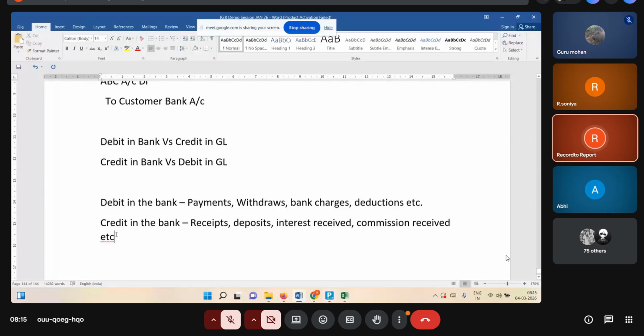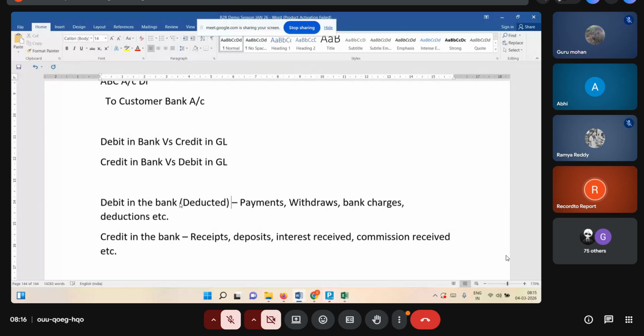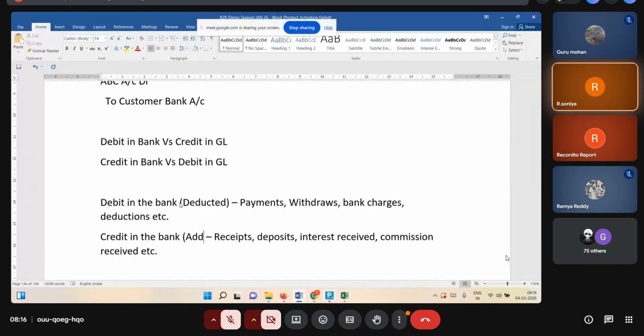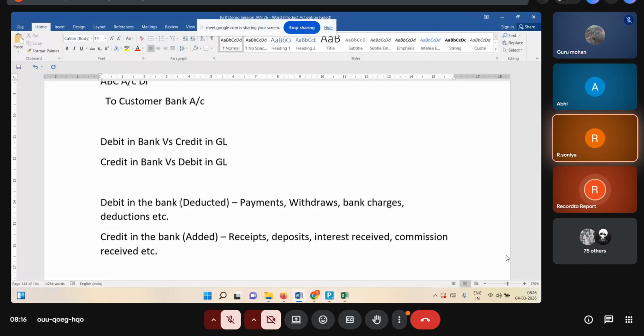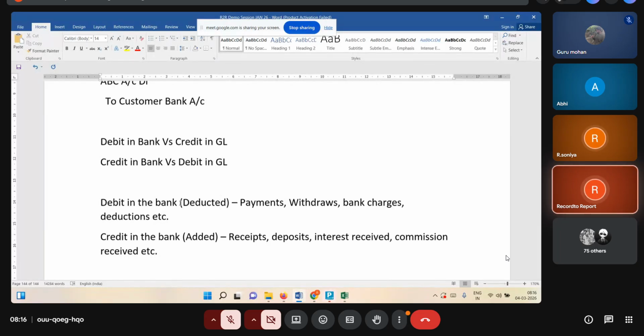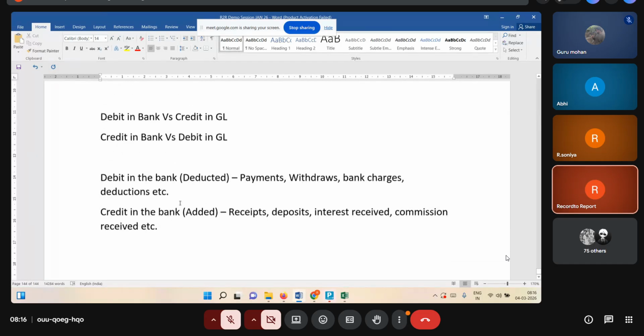If your amount is getting credited, that means your bank balance will be added. If the amount is debited, your bank balance will be deducted. Added or deducted, guys? If it is debited, deducted. If it is credited, added. Understood? So remember, when you see any debit in the bank, you need to match with the credit. Credit in the bank, you need to match with the debit.